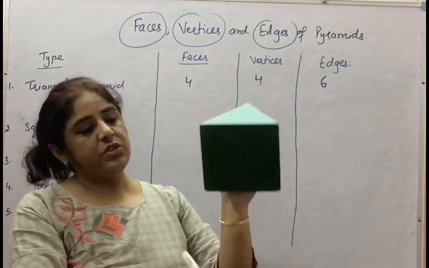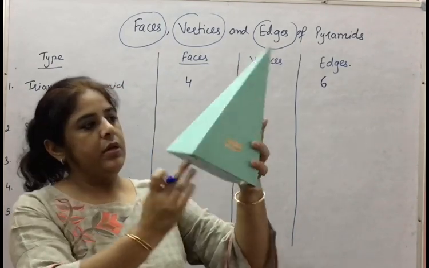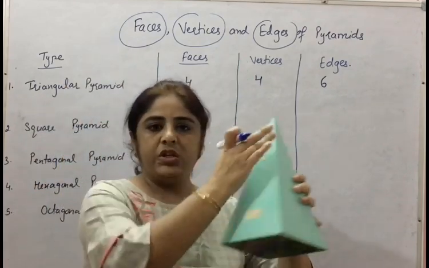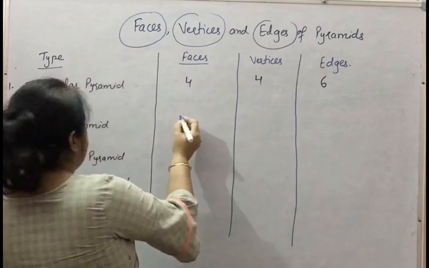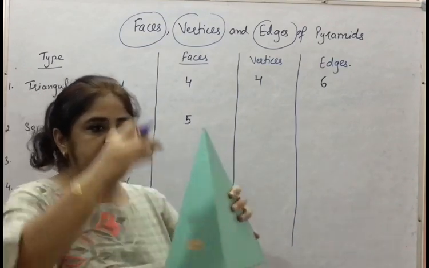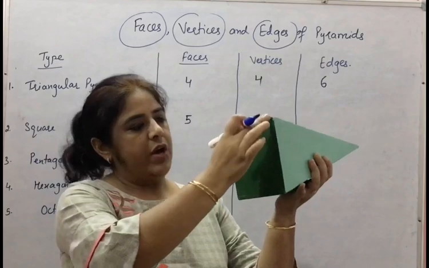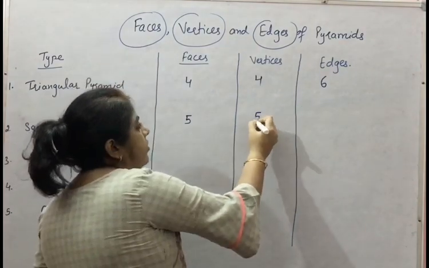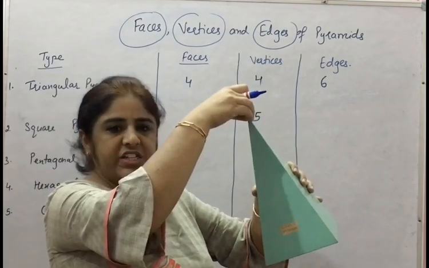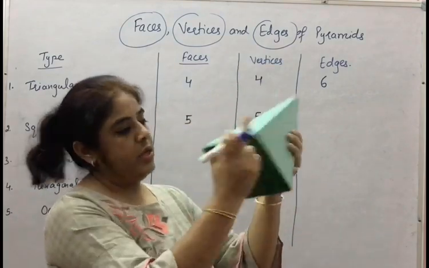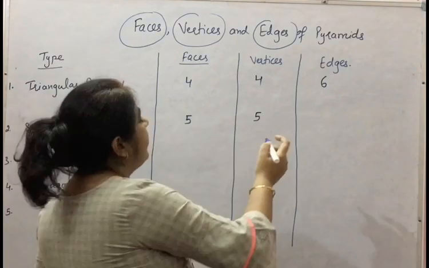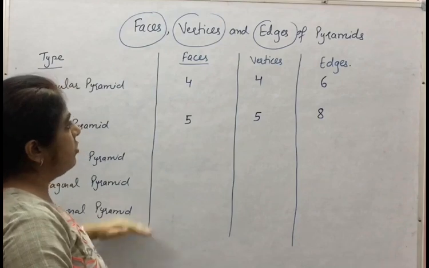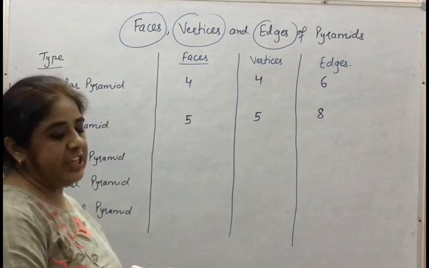See how many faces we have. 1 face here, 1, 2, 3, 4, 5. So it means we have a total of 5 faces. And vertices, 1 at the top, 1, 2, 3, 4. So total vertices are 5. And edges, no edge at the top, 4 edges here and 4 edges here. So how many edges do we have? 8.